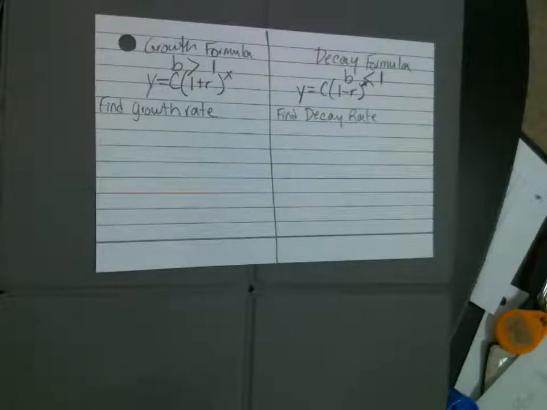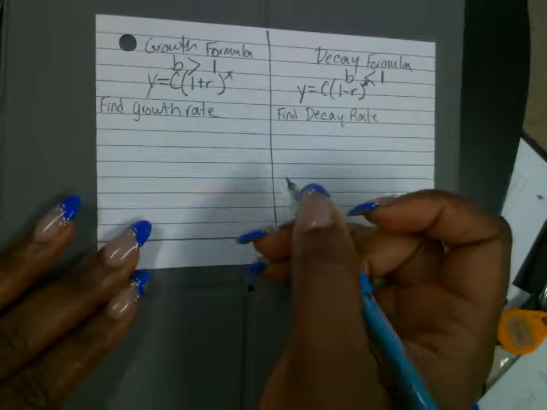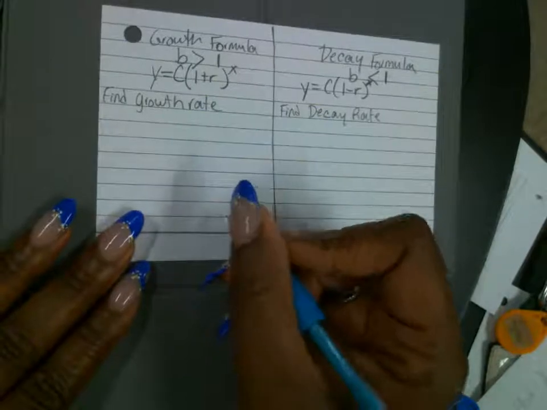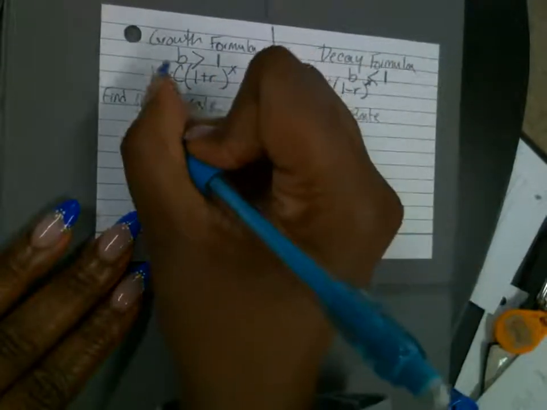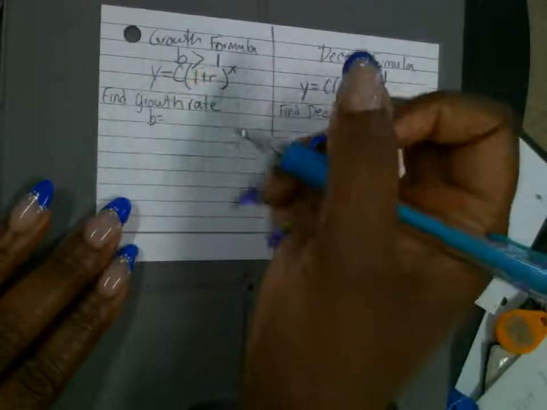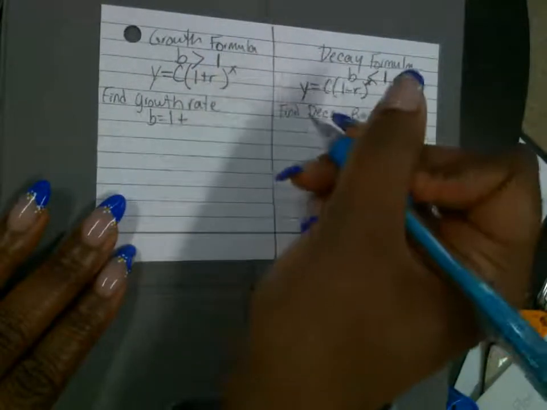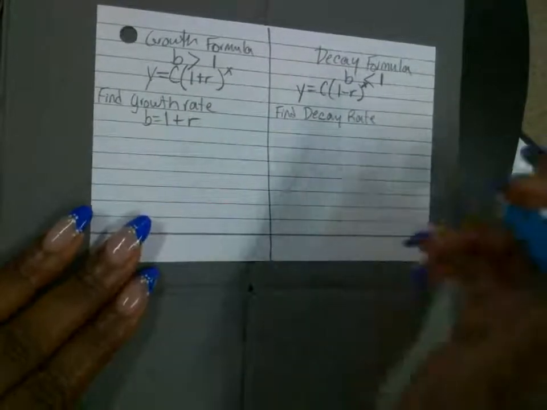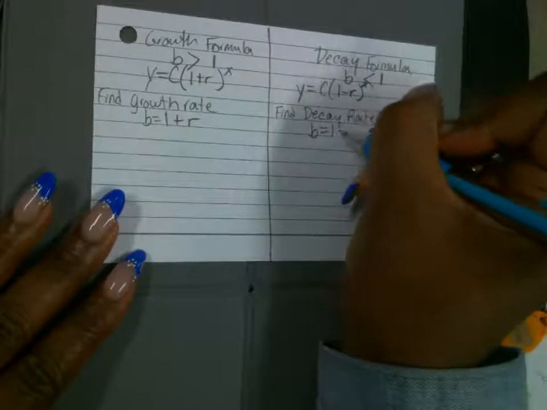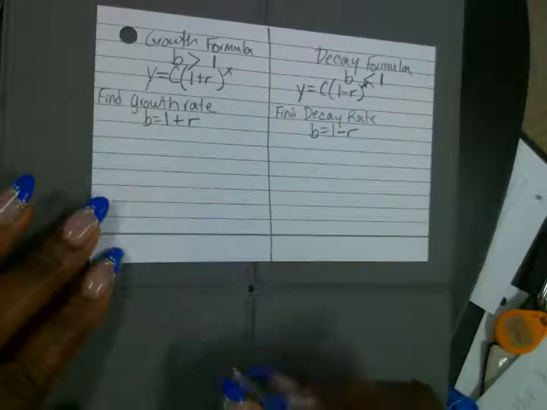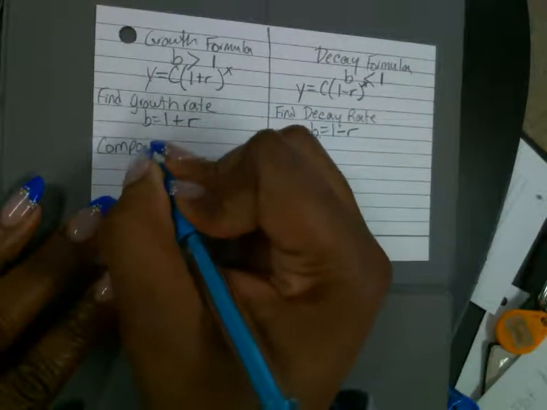Growth rate, how do you find that? Pause. Y'all think I'm gonna tell you? Like R equals 1 plus B or something. No, but at least you're using the right letters. Sounds like B equals 1 plus R. What about decay rate? B equals 1 minus R. All right.